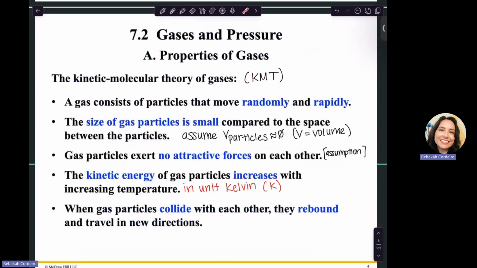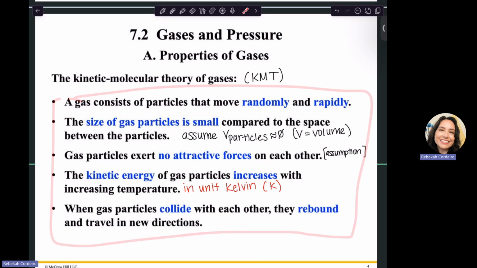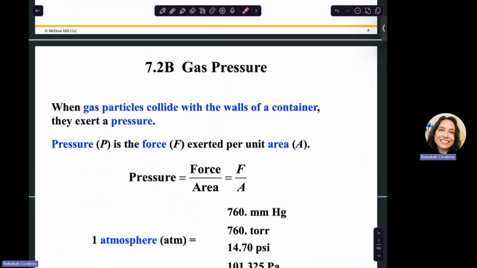So we simplified real life a little bit here into this theory so that we can then take these things and do math with it, because if they stick together when they collide, if they attract each other, if they take up a lot of space, then this makes the math a lot more muddy. And so what I'm going to show you are math equations that, if the gases are essentially doing all of these things, they would behave by these formulas.